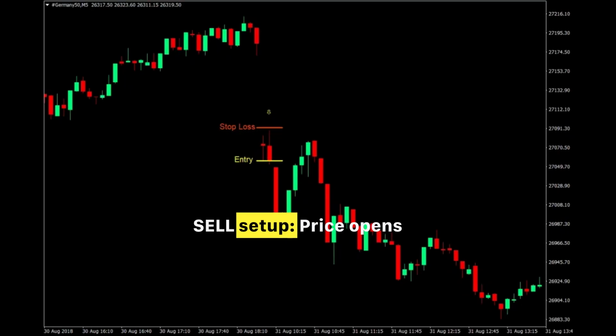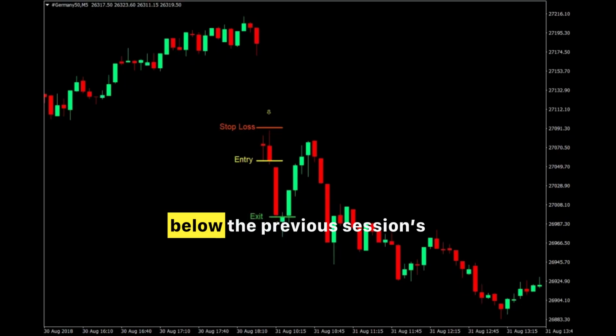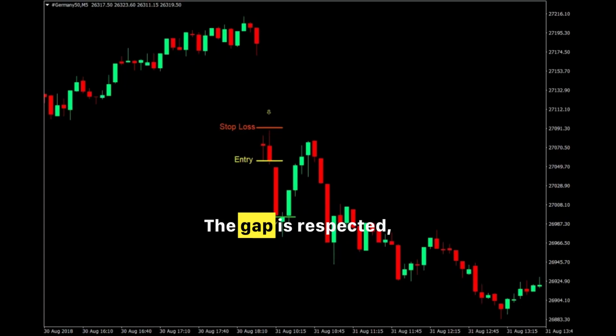Sell setup. Price opens with a bearish gap below the previous session's low. The gap is respected, momentum flips bearish, and price stays below the trend filter. Enter a sell after a strong bearish confirmation candle.